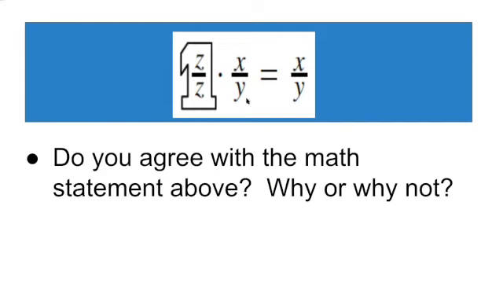Okay, so this is a true statement, and we can almost get rid of the z over z part, because anything divided by itself will equal 1. And then we also know that 1 times anything will just produce that thing. So multiplying by 1 doesn't change the value of the entire thing. So we can simplify this to just be x over y.